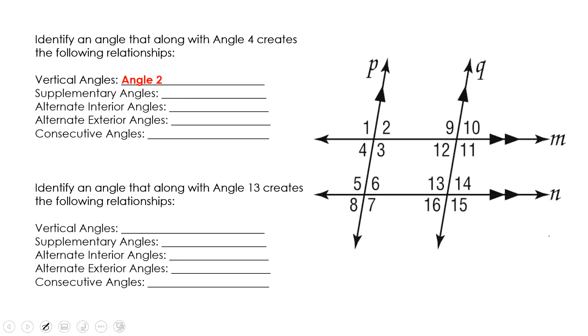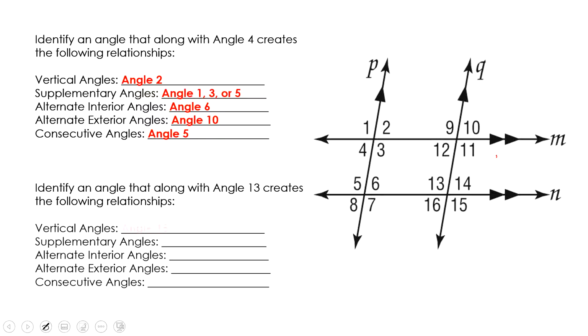Okay, as we go through, the vertical angle for angle 4 is angle 2. Supplementary angles would have been 1, 3, or 5. There may be some more if you could find them. I just went with those three. Alternate interior angle is angle 6. Alternate exterior angle was angle 10, because angle 4 is interior on lines M and N but exterior when we're looking at lines P and Q. Whoops, sorry, wrong way. And then consecutive angle, that's just angle 5.